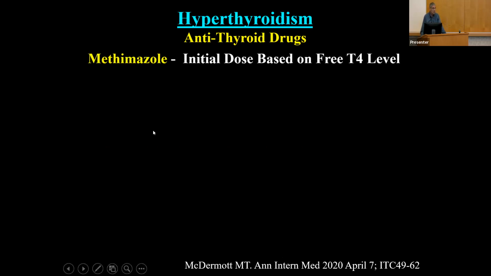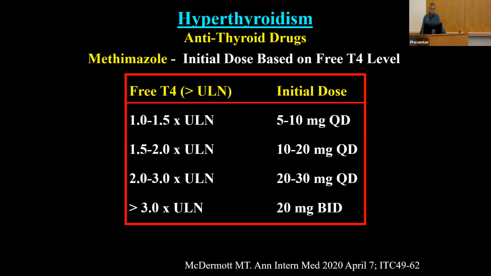So what dose do you start with? Methimazole is our preferred agent, and I'll tell you why in a moment, but mainly it's more potent and it can be used once a day, and it has far less side effects than propylthiouracil.